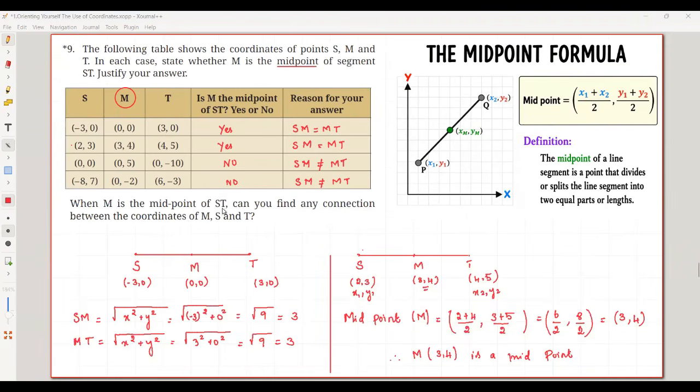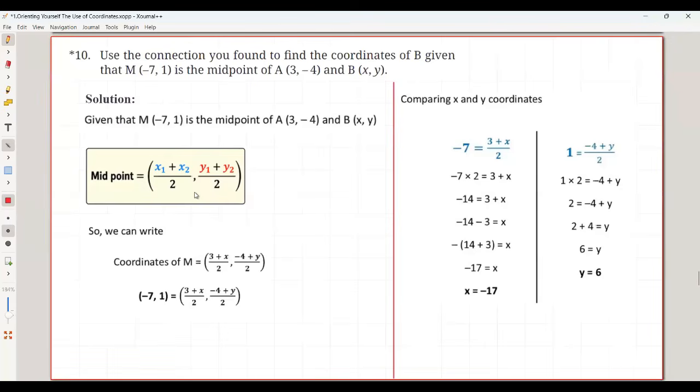When M is the midpoint of ST, can you find any other connection? So the connection is only the midpoint formula. Question number 10. As I said, the star questions are little advanced questions, so try to understand.